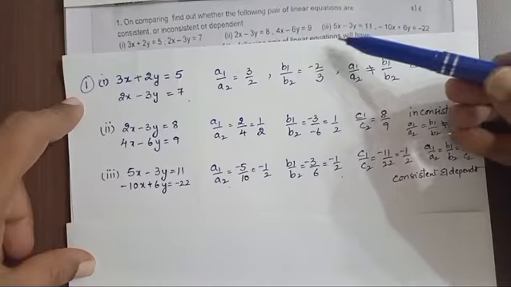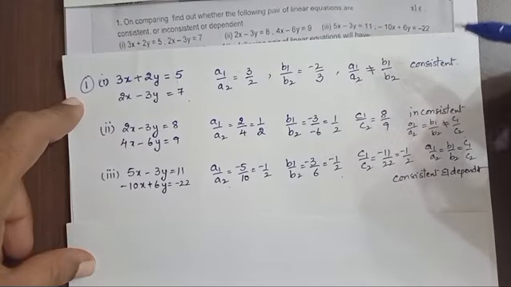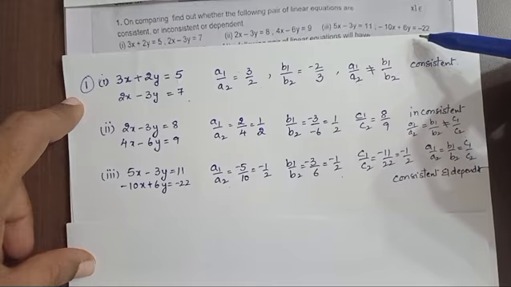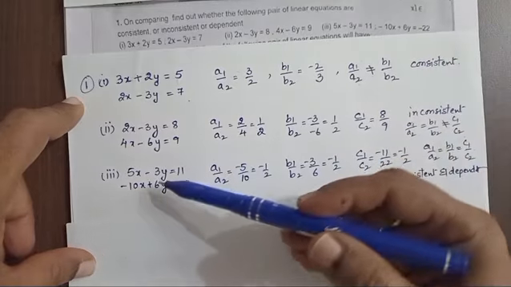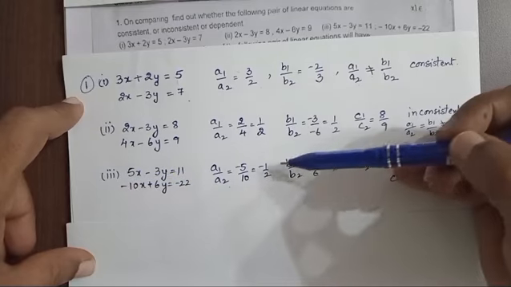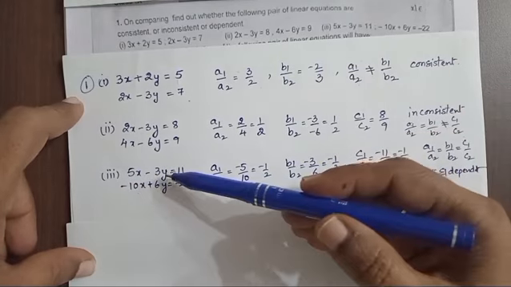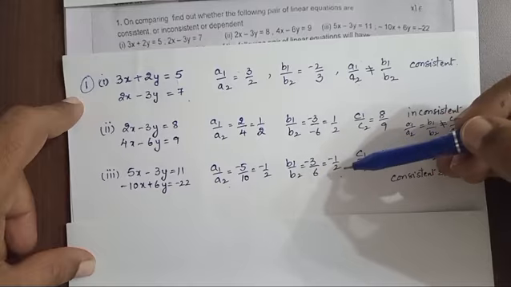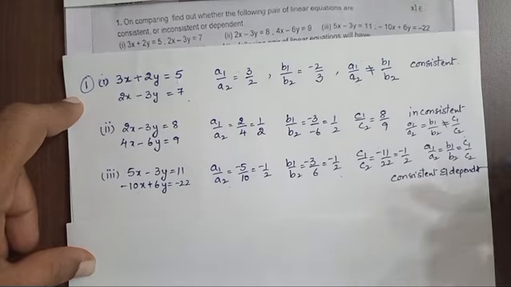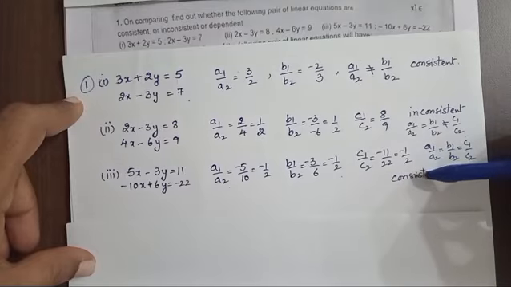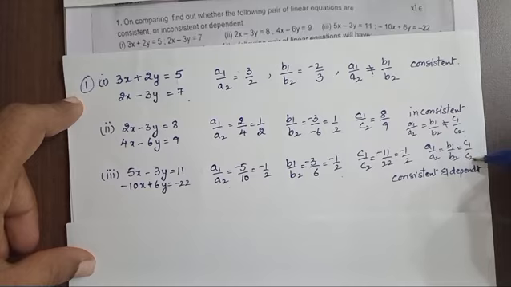Third question. 5x - 3y = 11, -10x + 6y = -22. Here a1/a2 is -5/10, which is -1/2. b1/b2 is -3/6, which is -1/2 again. c1/c2 is 11/-22, which is -1/2. Here a1/a2 = b1/b2 = c1/c2. Hence, they are a consistent and dependent pair of equations.